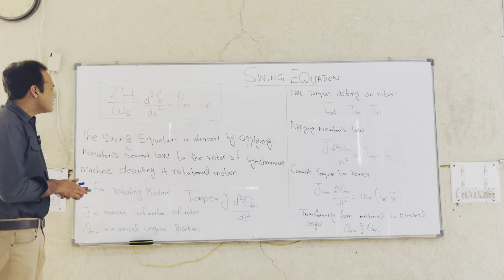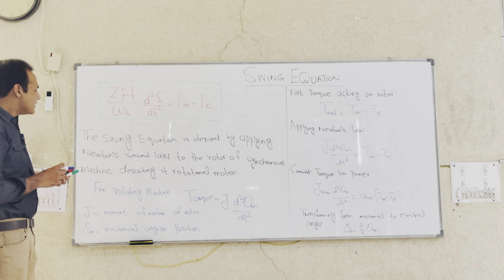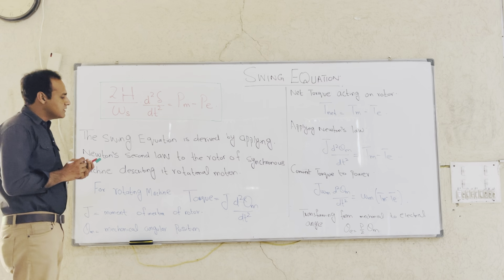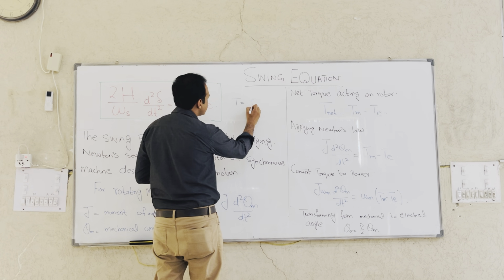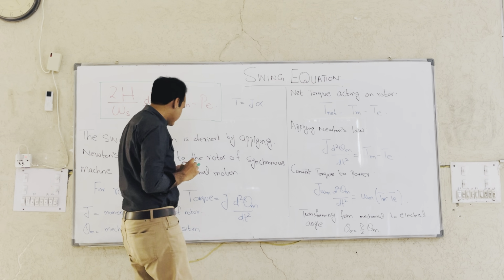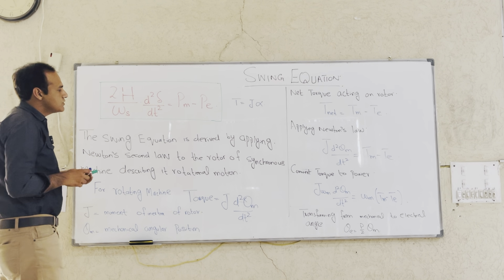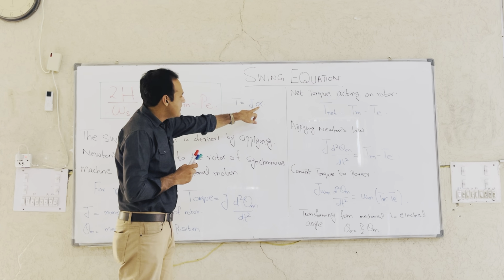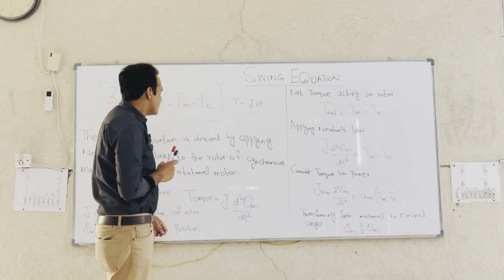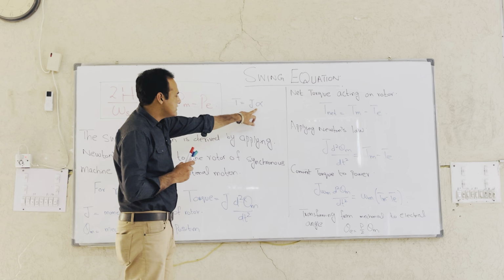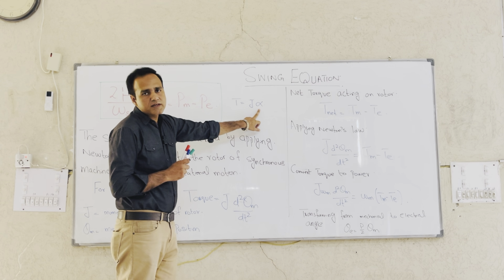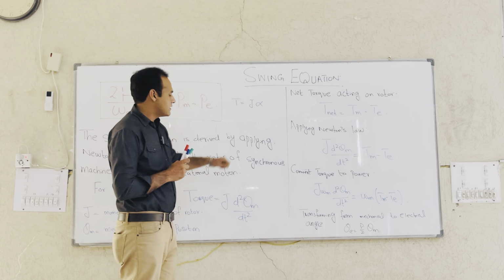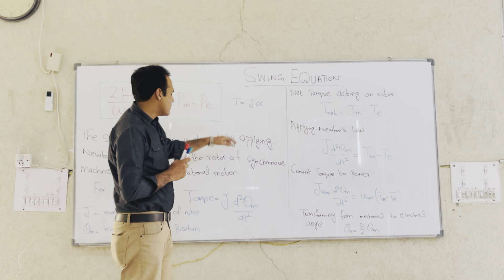So what is Newton's second law of motion? For a rotational machine, it is torque: T is equal to J alpha, where J is the moment of inertia of the rotor and alpha is the angular acceleration. If we write angular acceleration in terms of angular displacement, it is the double derivative of angular displacement. Therefore, we have written this over here.